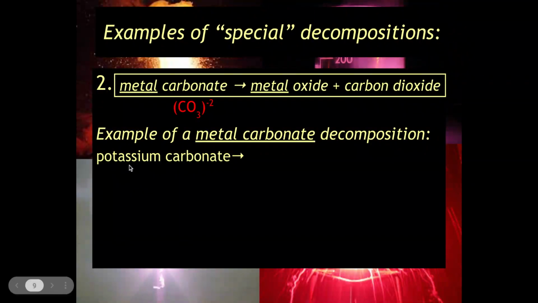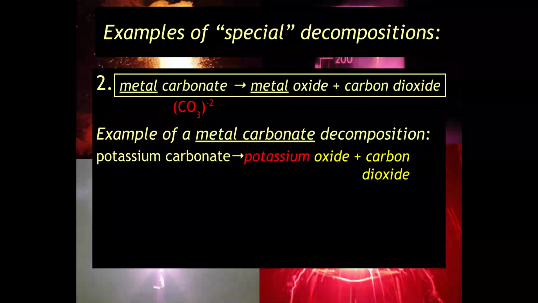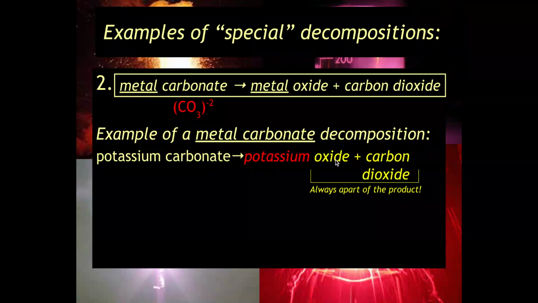So look at our example here, potassium carbonate. When it decomposes, when it breaks down, you're going to get potassium, and then you add on this ending every time, potassium oxide plus carbon dioxide. So anytime carbonate breaks down, it's going to use the oxide plus carbon dioxide there.